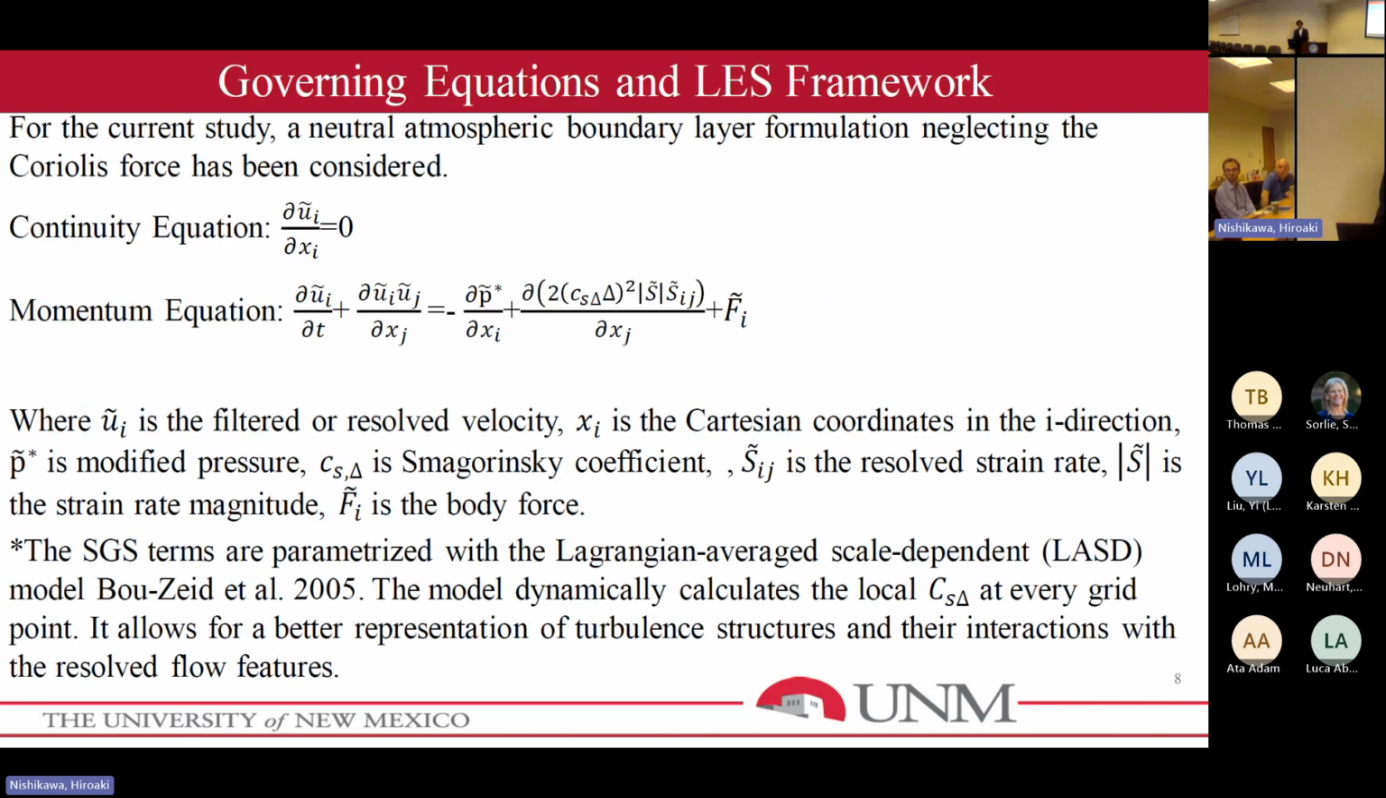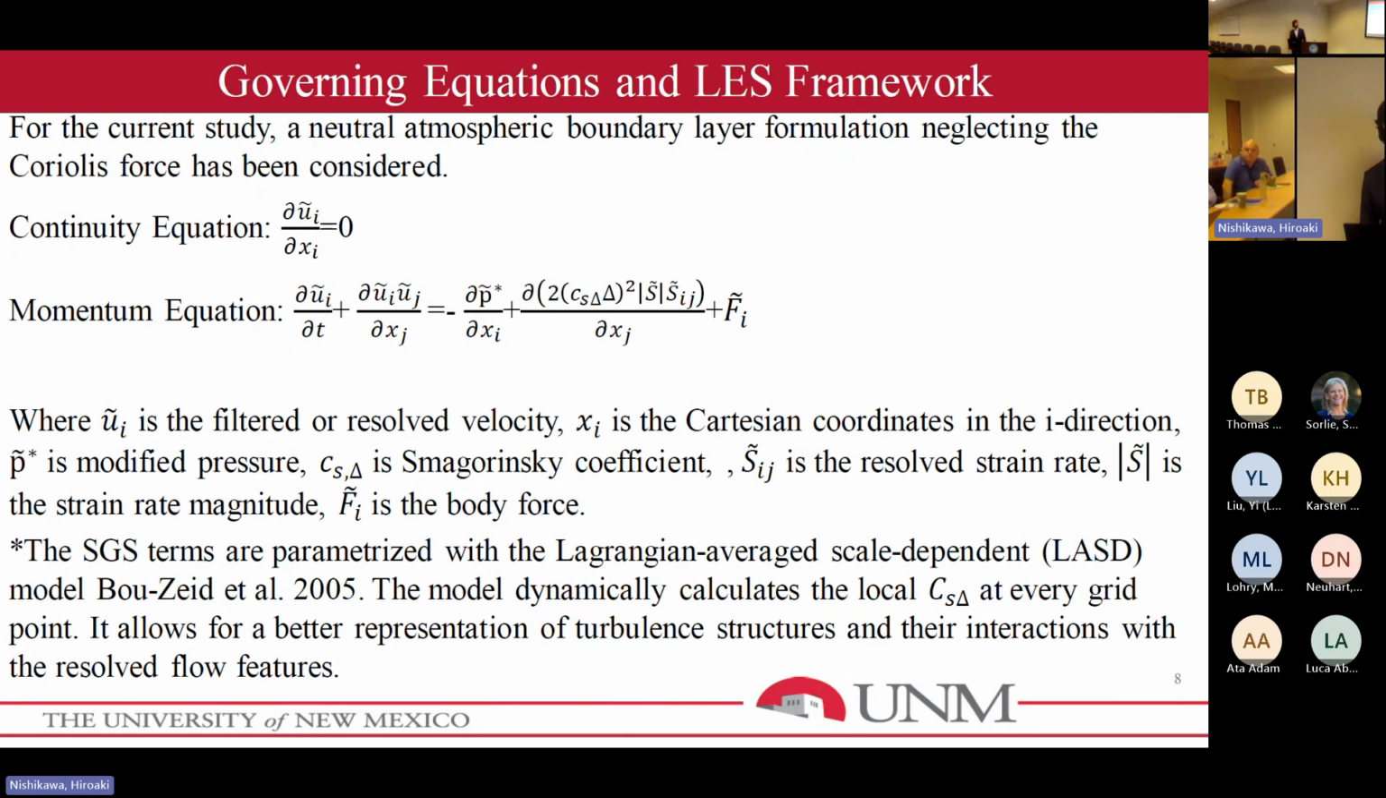For this current implementation, we considered a neutral atmospheric boundary layer, neglecting the Coriolis force. These are the continuity equation and the momentum equations in Einstein notation. u_i is the filtered resolved velocity for the LES work, and x_i is the Cartesian coordinate in the ith direction. P star is the modified pressure, and C is the smoothing coefficient needed for the LES calculations. S_ij is the resolved strain rate, and its modulus is the strain rate magnitude, and f_i is the body force to imitate the turbine thrust force.